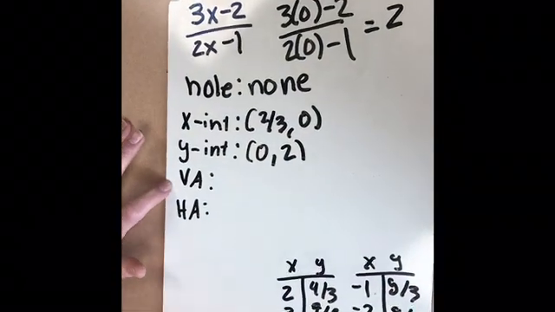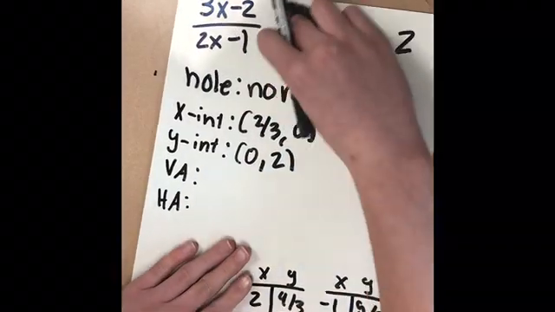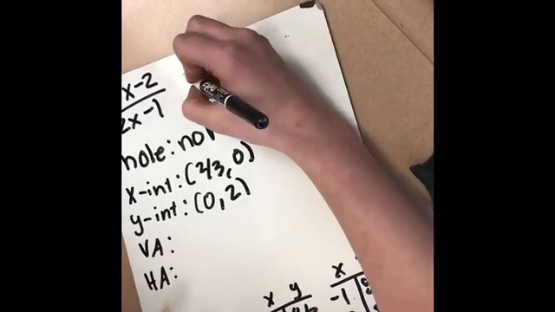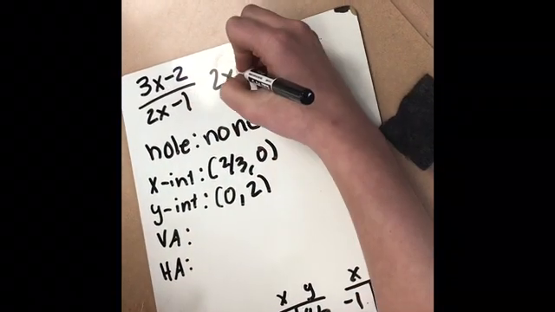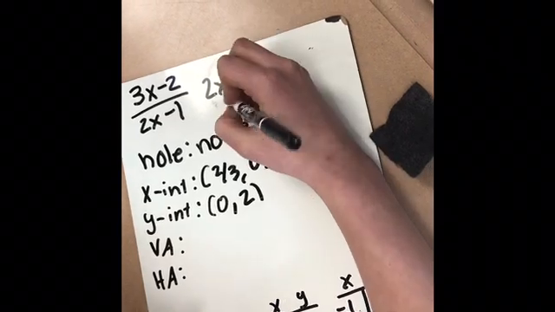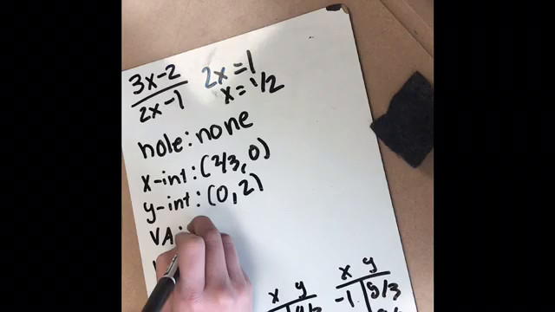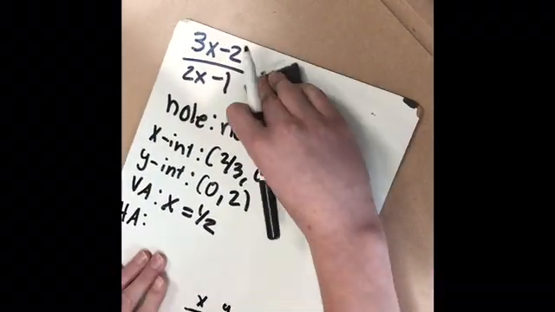Next, we're going to find our vertical asymptote. To find that, we are going to set our denominator equal to 0. So we're going to have 2x equals 1. So then x equals 1/2. So x equals 1/2 is our vertical asymptote.